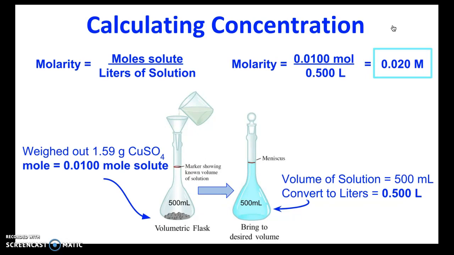Now, you could do this backwards. Maybe you knew the molarity you wanted and the amount of solution that you wanted. So let's say you knew you wanted a 0.002 molar solution and you knew you wanted 500 milliliters of it. You would plug that information into your molarity equation and solve for the moles of solute that you need. Once you have the moles of solute, you convert that to mass to figure out how much solute you need to weigh out. But at any rate, this is how we go about making solutions and calculating their concentrations.